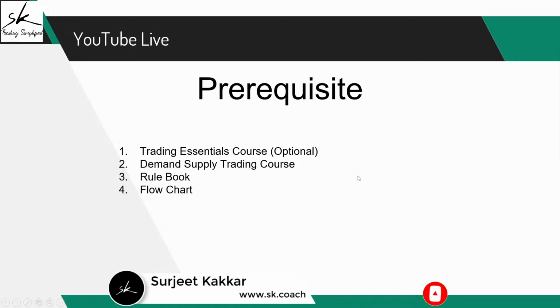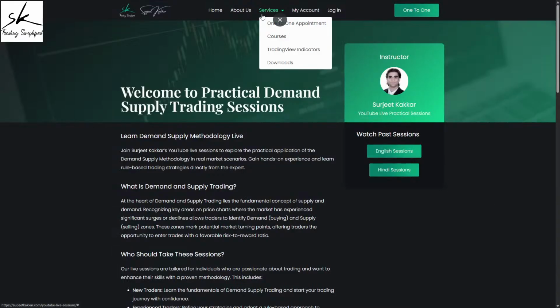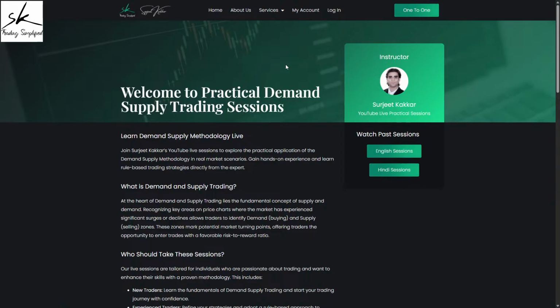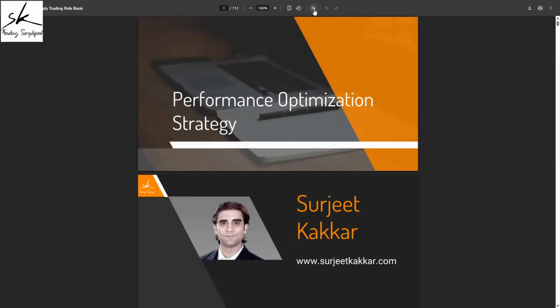The next one is the rule book. Now, during the practical sessions, you will see that when I plan trades, I use 2 documents. One is the rule book and the other one is the flow chart. So how do you get access to these documents? Again, very simple. On our website under services, you have the option for downloads. Click on it. And you can see the first one is the rule book. Click on download. The second one is the flow chart. Simply click on download and you'll have the rule book. So that's your rule book.